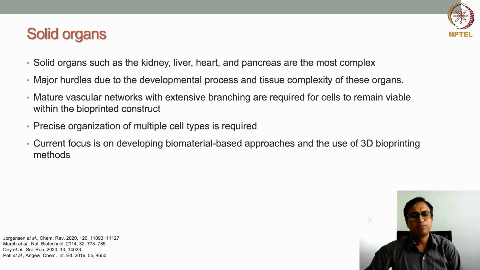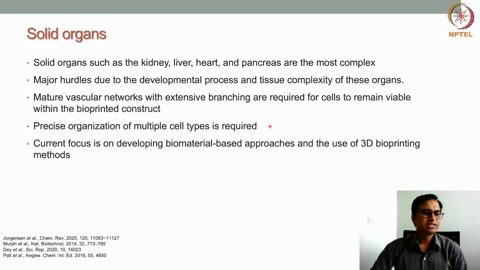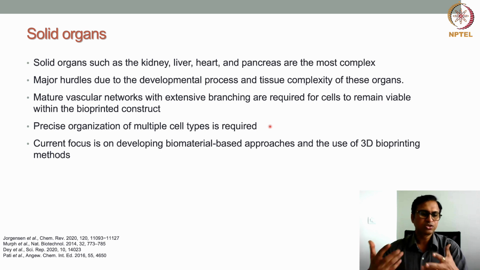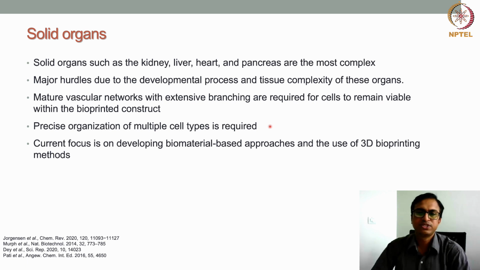Other than this, precise organization of multiple cell types is also required. In solid organs, if you see, the cells are organized in a perfect manner. That means that organization is very important. If we want to recreate that kind of structure, then we also need to come up with that particular organization. That precise organization we have to mimic to achieve the function of that particular tissue.